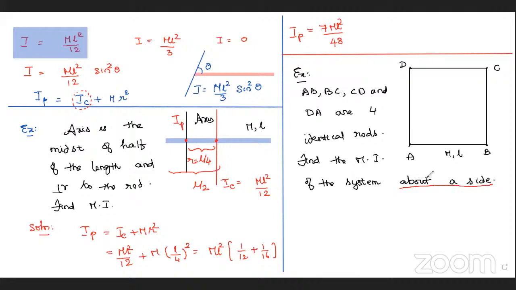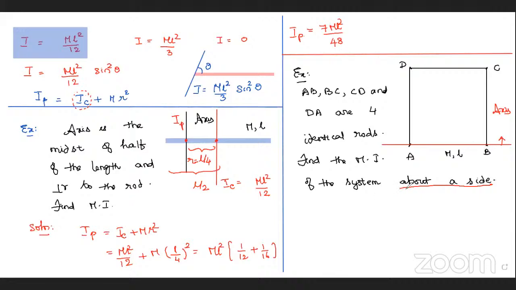Moment of inertia of one body you did not consider. Correct. AB or any side means, shall I take the axis like this? This is the axis of rotation. Is it correct? Axis. Okay.